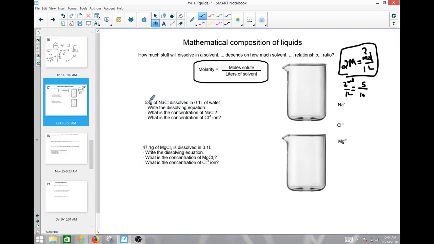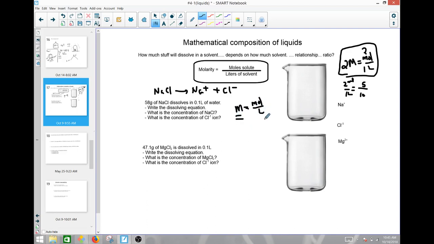All right, first of all, 58 grams of NaCl is dissolved in 0.1 liters. Write the dissolving equation. What's the concentration of sodium chloride? What's the concentration of chloride ions? Okay, so the dissolving equation is going to be NaCl goes to Na+ plus Cl-. All right. What's the concentration of the NaCl? So we're looking for molarity, which equals moles per liter.